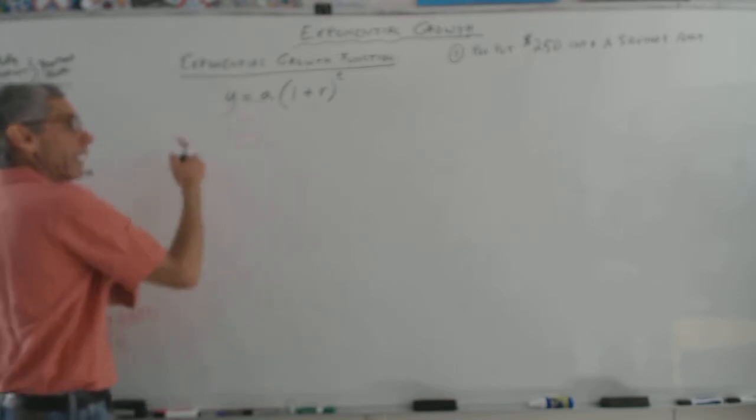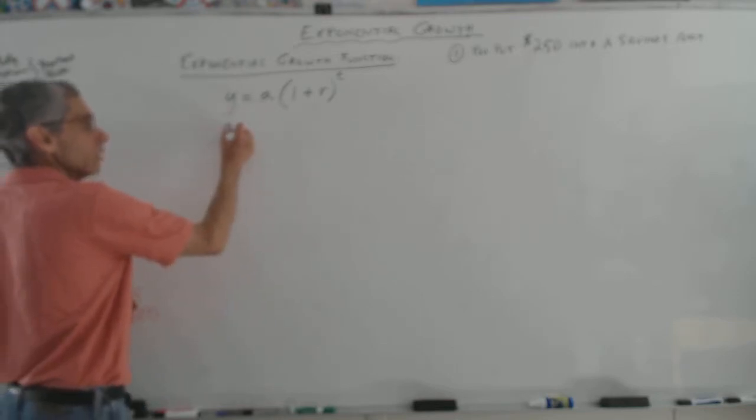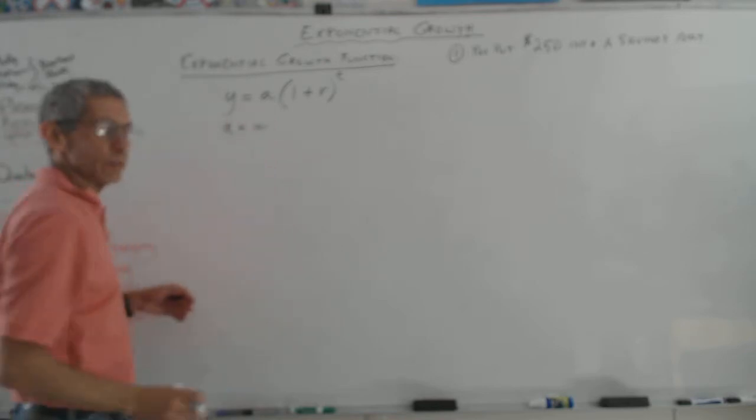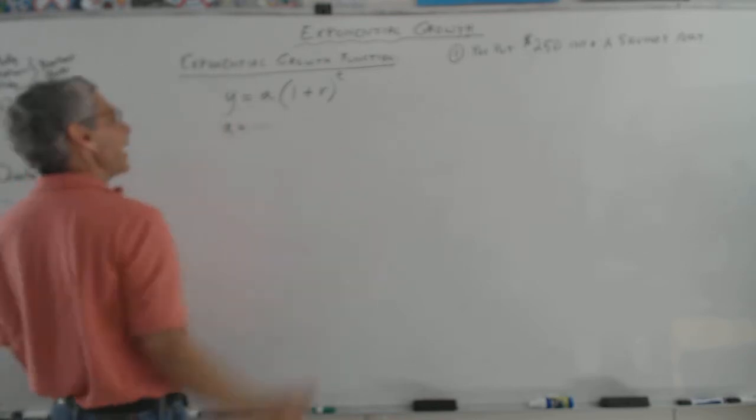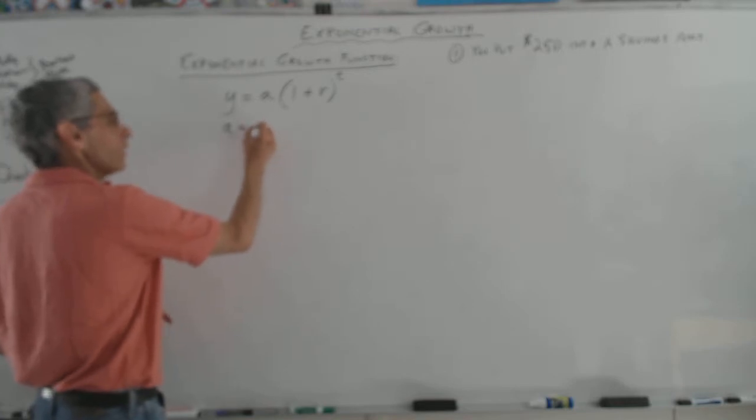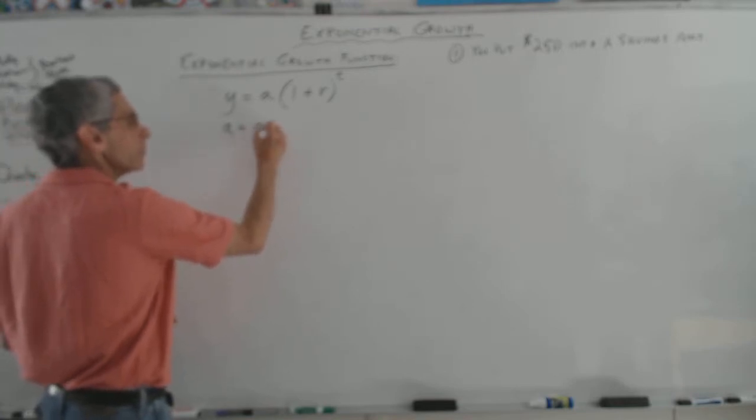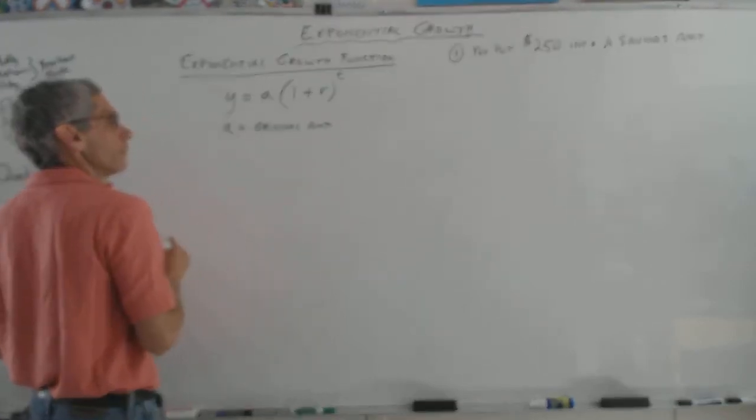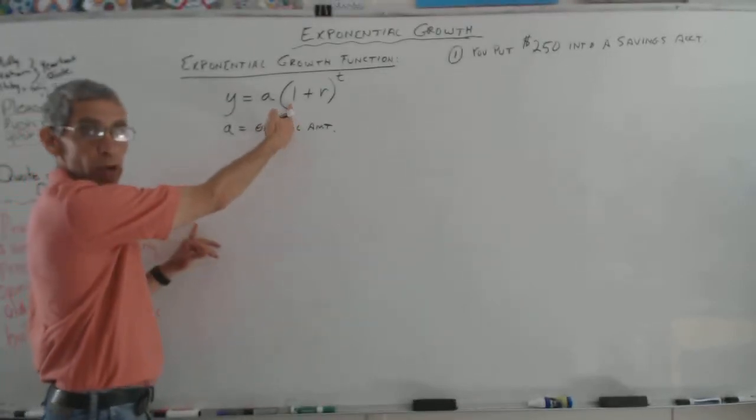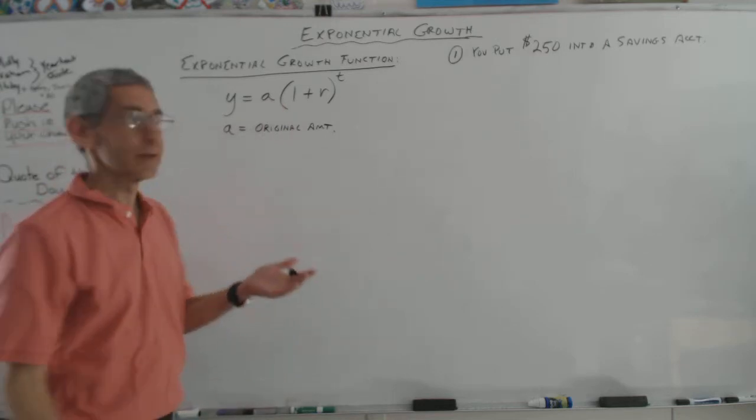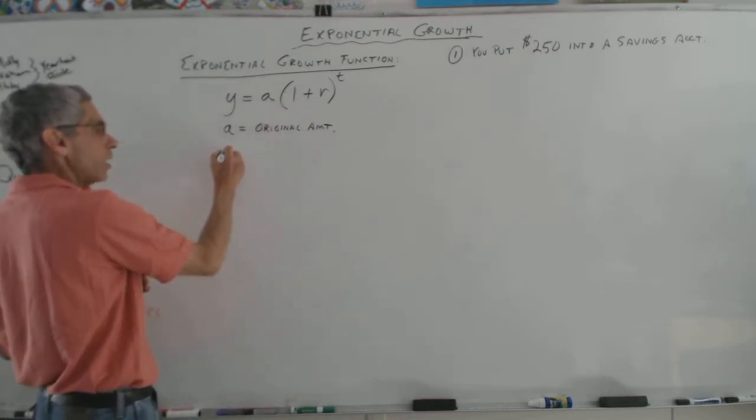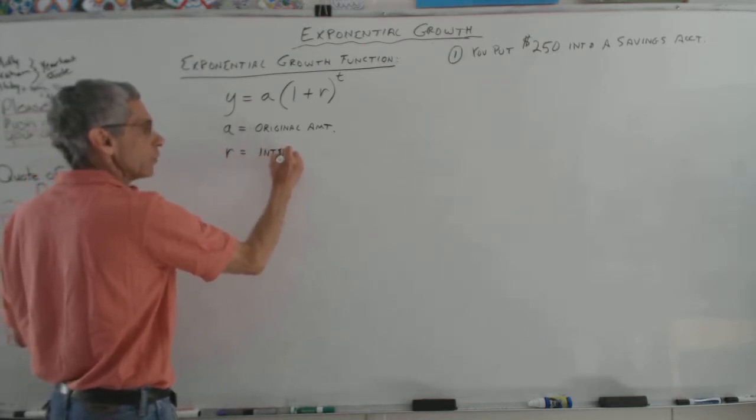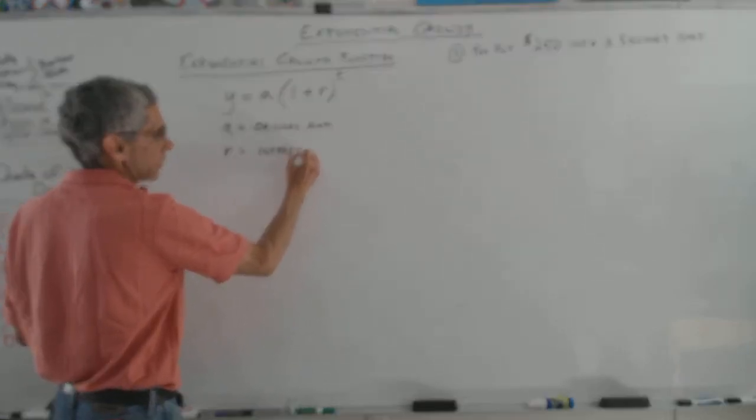So A is your initial, excuse me, A is your original amount. Your original amount. Can you remember that? Okay. R is your rate. It is your interest rate, right? Your interest rate. And T is your time.